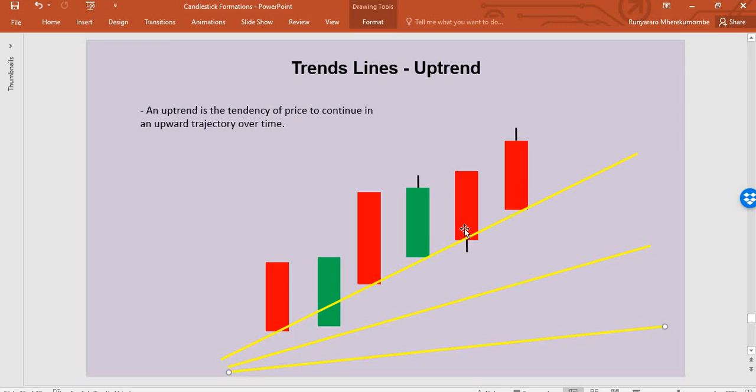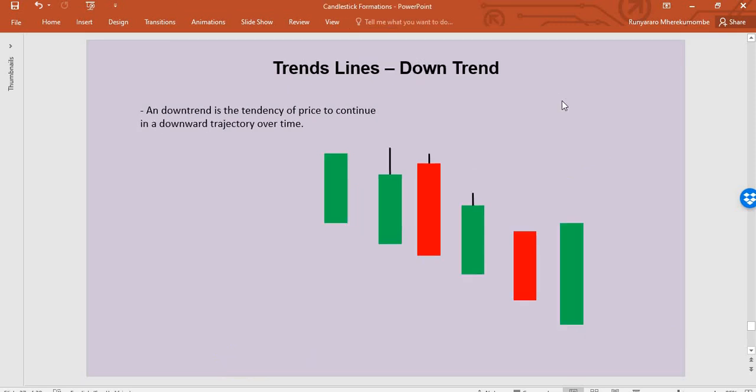Now, the steeper the trend line, the more momentum that is shown in the direction of the trend. So in other words, this line has got more momentum than this line. And this line also has more momentum than this one as well. So the steeper the line, the more you can see that price is pulling in a particular direction, in this case in an upwards direction.